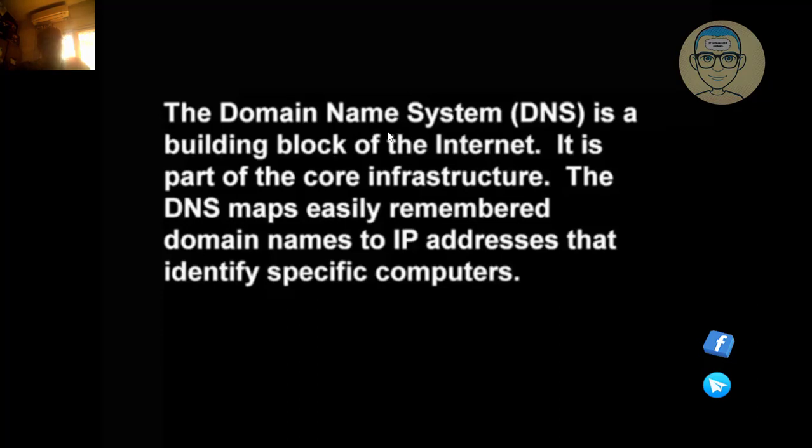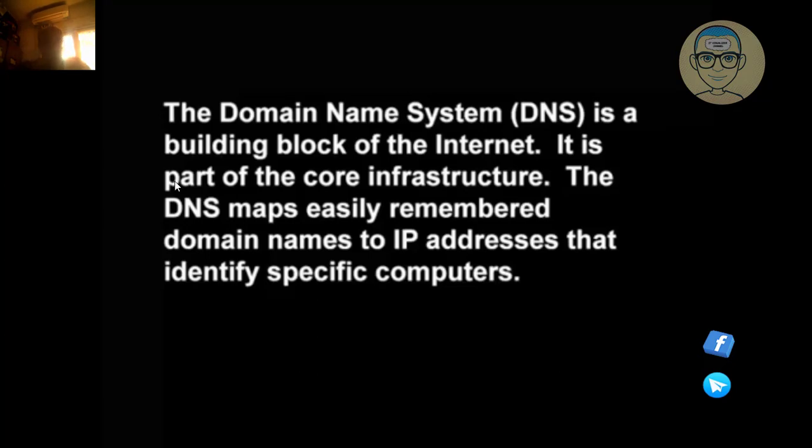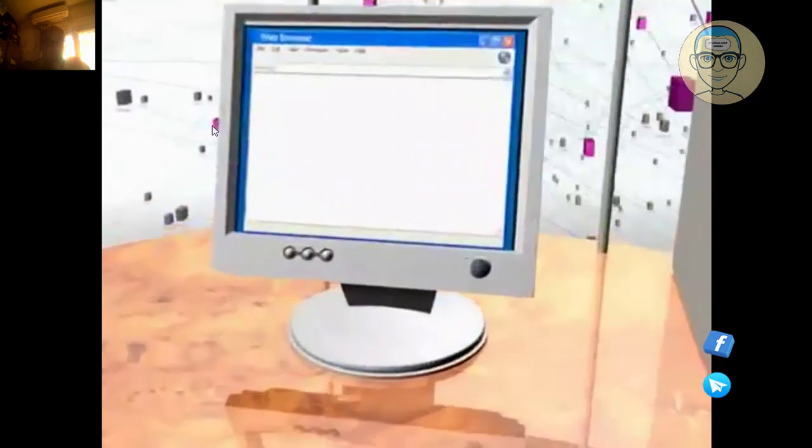DNS maps easily remembered domain names to IP addresses, or it is mapping the name of the machines or the name of the web servers, mapping it from a name to an IP address so you can talk to it. IP addresses identify specific computers. So this is one, and let's continue with the video because it will show us how this process is done.